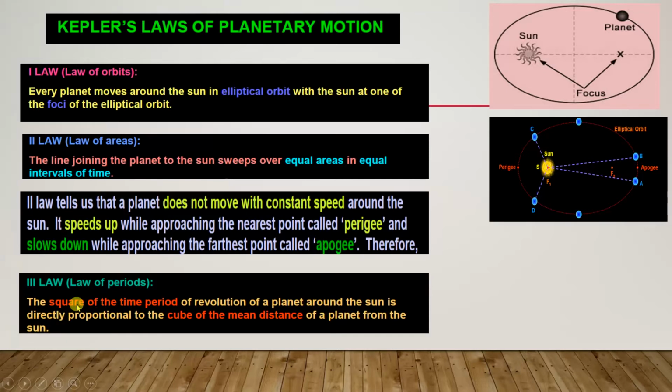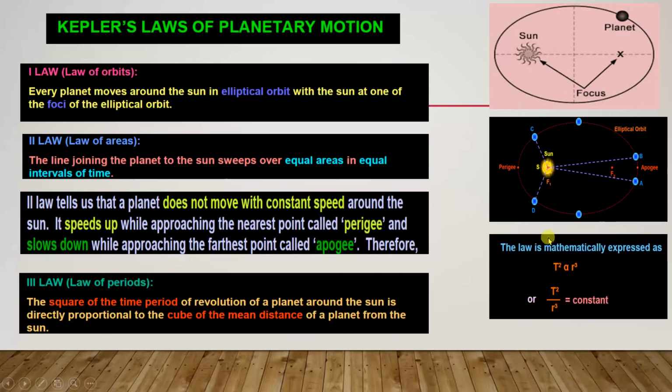Third law says that square of the time period of the planet around the sun, time period means how much time it takes to move in one orbit, that is capital T. Square of time, T square आ जाएगा. It is proportional to the cube of the mean distance of planet from the sun. Sun से planet का कितना distance है उसका हम mean निकाल लेंगे and that will be taken as r. So mathematically Kepler's third law says T square is directly proportional to r cube.